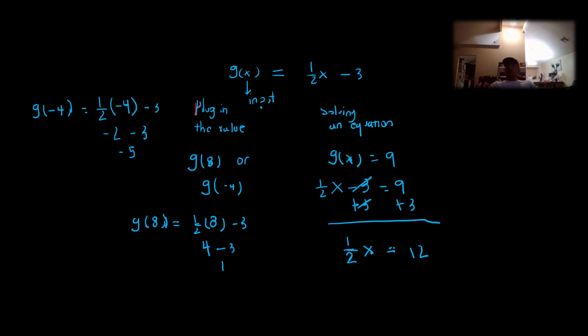Then, as I was saying before, how do I get x by itself? Think about it. It is 1 divided by 2. What's the opposite of dividing? The opposite of dividing is to multiply. So let's multiply by 2. Multiplying and dividing cancels. Now we have 1x, and 12 times 2 is 24.